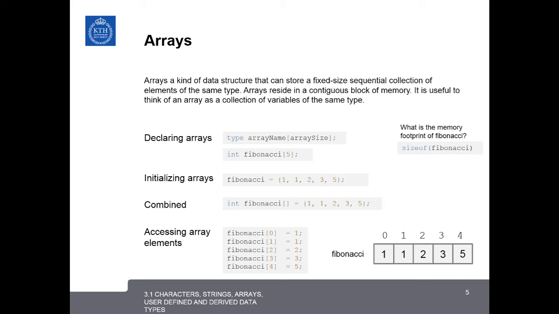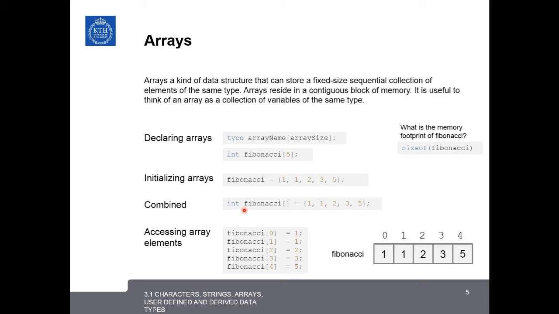If you want to declare an array, first you have to specify the type of the data that's in the array, then give an identifier, and then the size of the array. So for instance, you can make an array to hold the Fibonacci sequence up to 5 digits, saying int fibonacci[5]. You can also initialize the array after you've declared it by saying fibonacci is equal to {1, 1, 2, 3, 5}, with the curly braces denoting the beginning and end of the array.